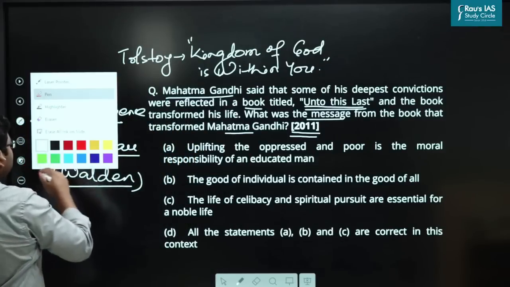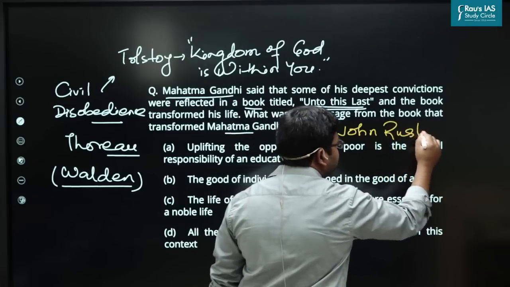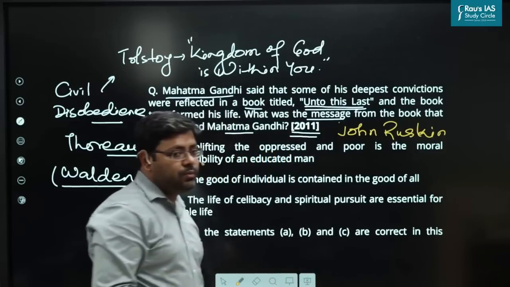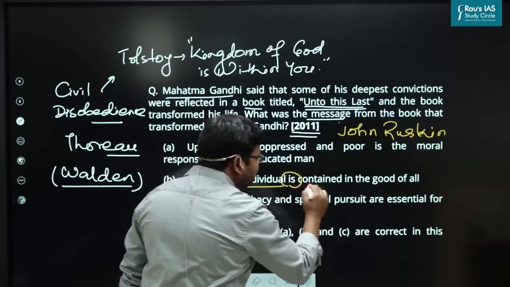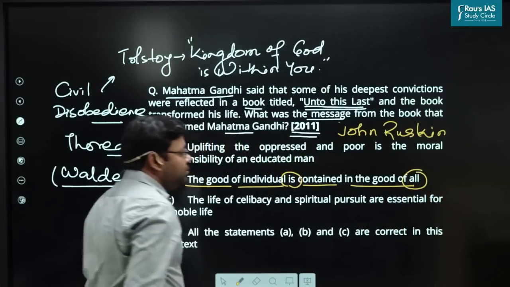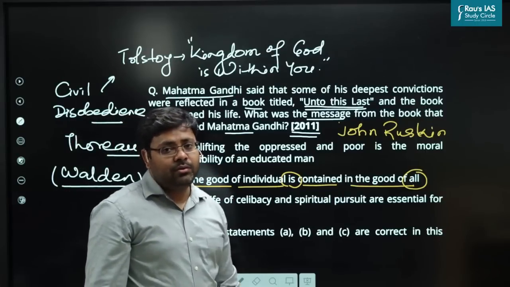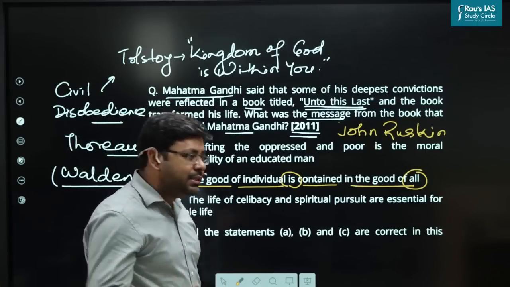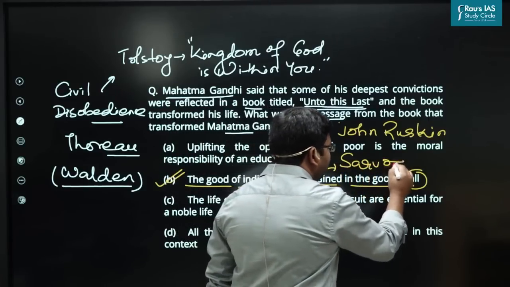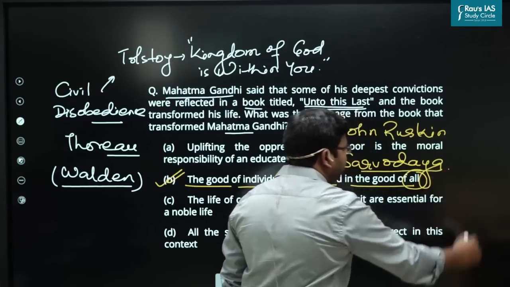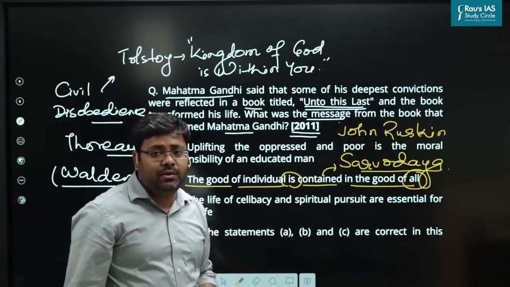This book, Unto This Last, was written by John Ruskin. What was the major idea of this book that inspired Gandhiji a lot? This was the idea that the good of the individual is contained in the good of all. Gandhiji was much inspired by the idea, and in Gujarati he transformed the same idea and called it Sarvodaya, welfare for all. So the book Unto This Last inspired Gandhiji a lot.